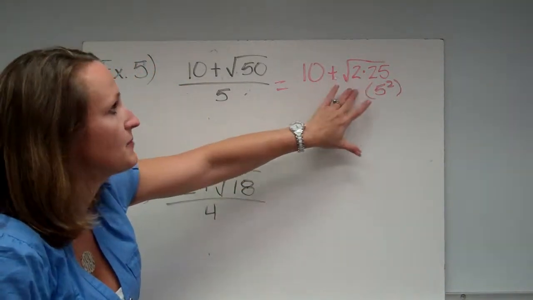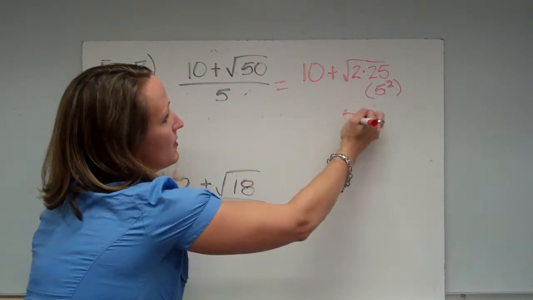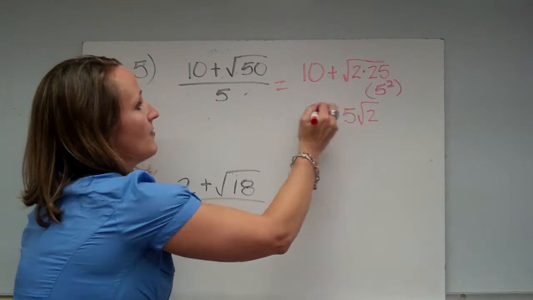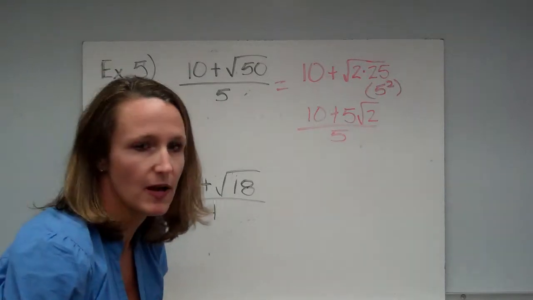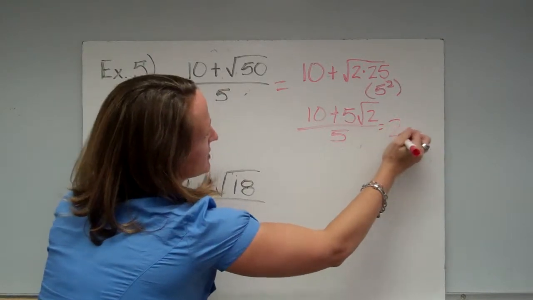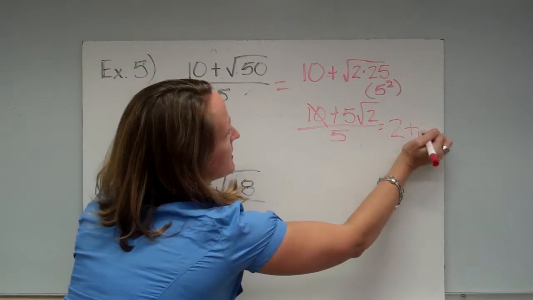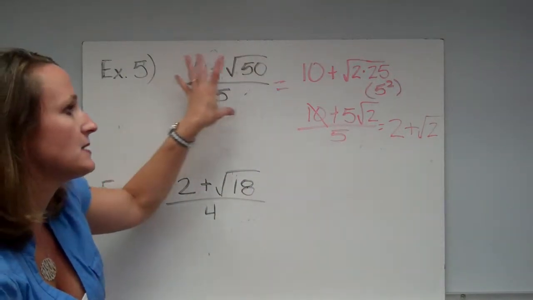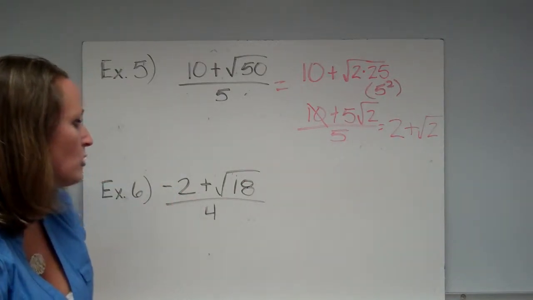So I can simplify this square root by pulling out my square roots. Now I'm going to pull out this, and I'm going to have 5 square roots of 2. I still have my 10 over here and my 5 down here. I can do more simplifying before I get my final answer. 10 divided by 5 is going to give me 2. 5 divided by 5 is just 1, so I end up with 2 plus square root of 2. So instead of dealing with this, what I'm looking at is just 2 plus the square root of 2. Okay, let's do one more.